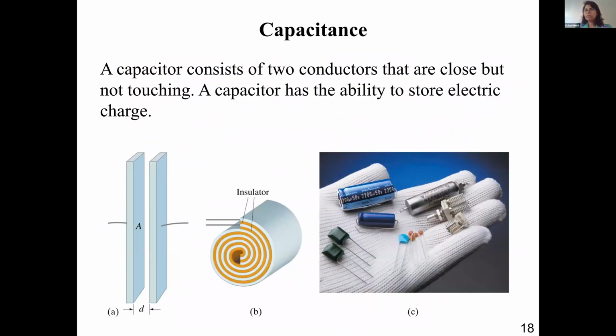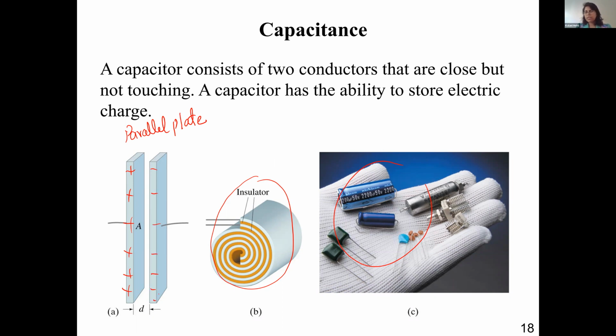The capacitor is the first device that we're going to start with. In real life, capacitors have different shapes. We have cylindrical capacitors, spherical capacitors, different shapes of capacitors. But in your class, we're going to start with the simplest capacitor, the parallel plate capacitor. In a parallel plate capacitor, you basically have two terminals and two plates. One is positively charged, the other side is negatively charged.